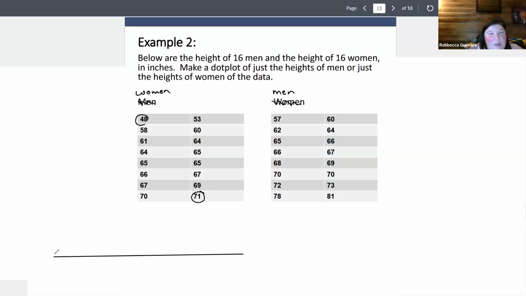So I'm going to start at probably, instead of like 48, sometimes we'll pick something a little smaller, like maybe 46. So I have 46, and then we'll go up by like 2s, just because it's really hard to fit every single dash on here. So we're just going to try to make it a little easier for ourselves. So I'm just going to go up by increments of 2.